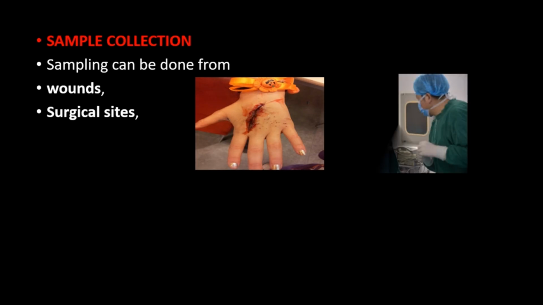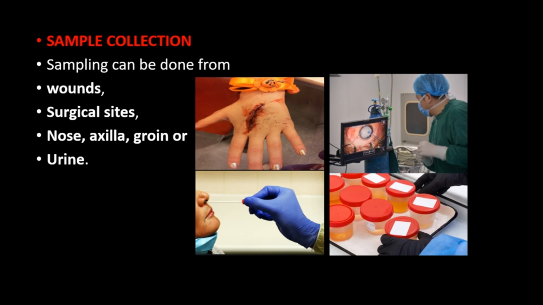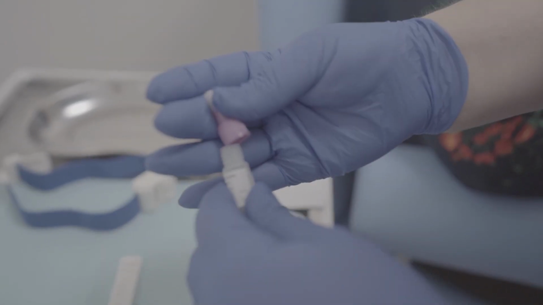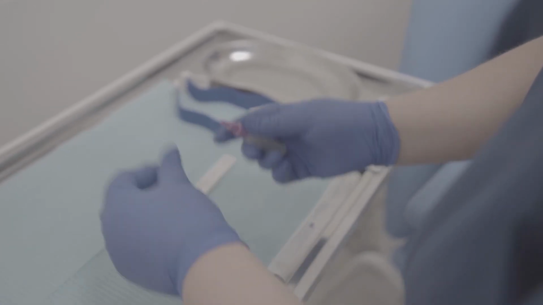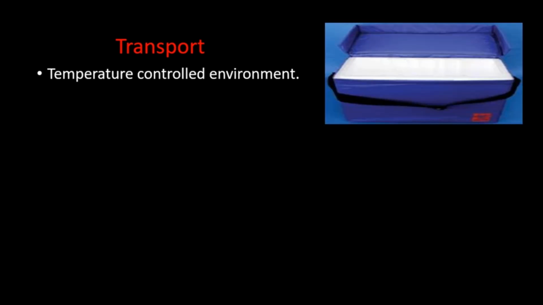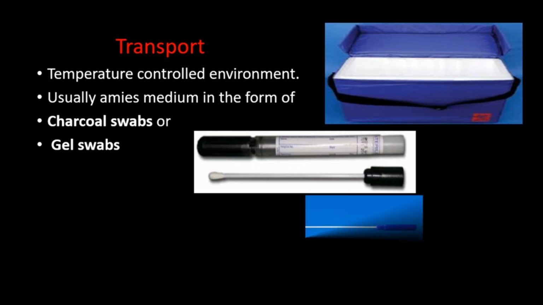Sample collection. Sampling can be done from wounds, surgical sites, the nose, the axilla, the groin, or other body fluids. Diagnosis begins with proper sample collection, which could be swabs from the nose, from the groin, or urine for screening purposes. Sample transportation to the clinical laboratory. Samples are transported to the clinical laboratory in a temperature-controlled environment. The transport medium is usually a Amies medium in the form of charcoal or gel swabs.